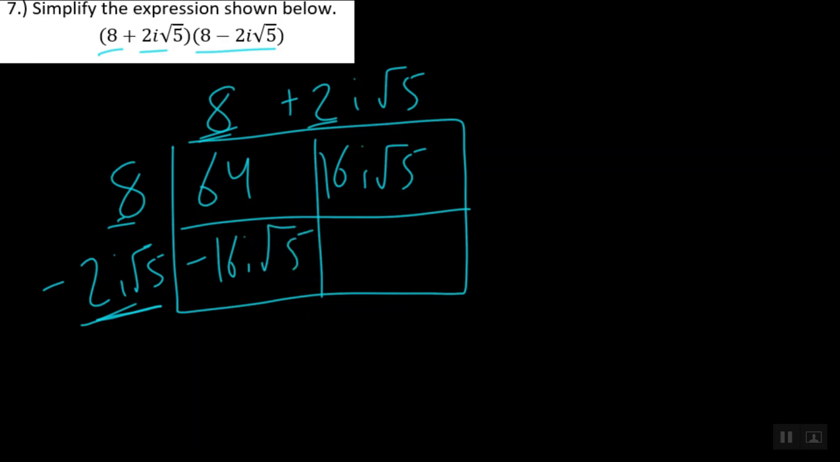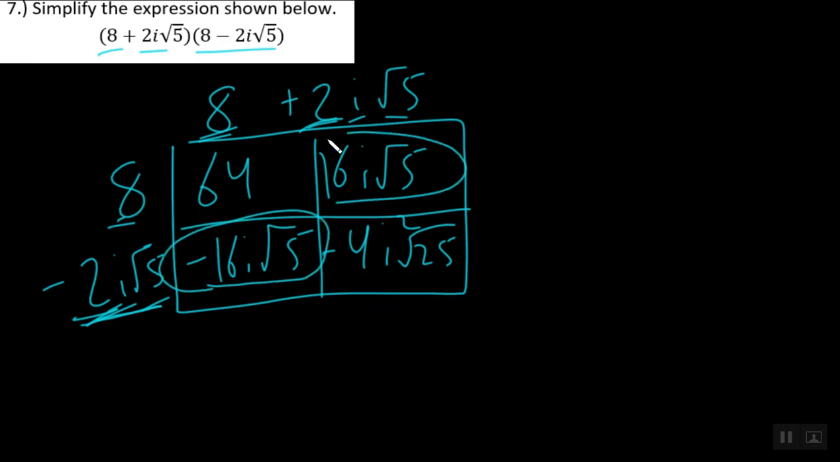And taking this piece by piece, we have negative 2 times 2 is negative 4. i times i is i squared. And the square root of 5 times the square root of 5 is, of course, the square root of 25. And what do y'all notice that happens to our negative 16i square roots of 5 and our positive 16i square roots of 5? Because one is positive and one is negative, we can cancel them both out.